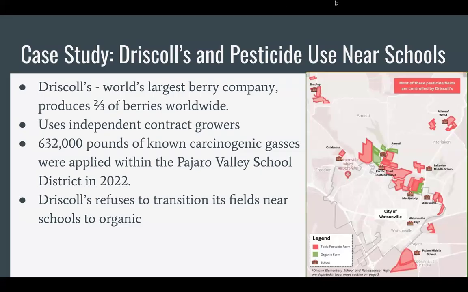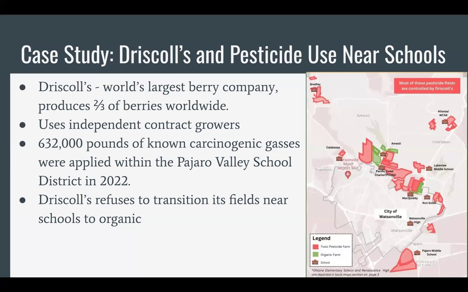Now, most of it, you can see from this map, these red areas, these are conventional growers, so they're applying pesticides. The green ones are organic, so they still apply pesticides, but not the really toxic ones. So there's growing concern about this for obvious reasons. We don't want our children being exposed to these kinds of pesticides.